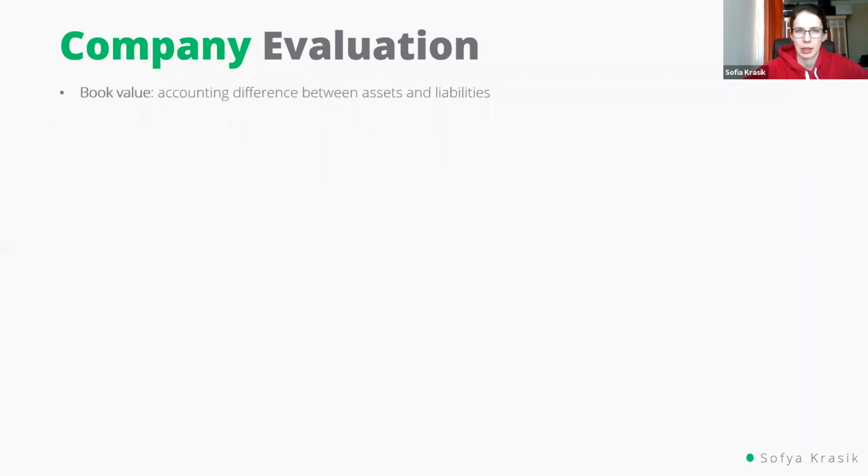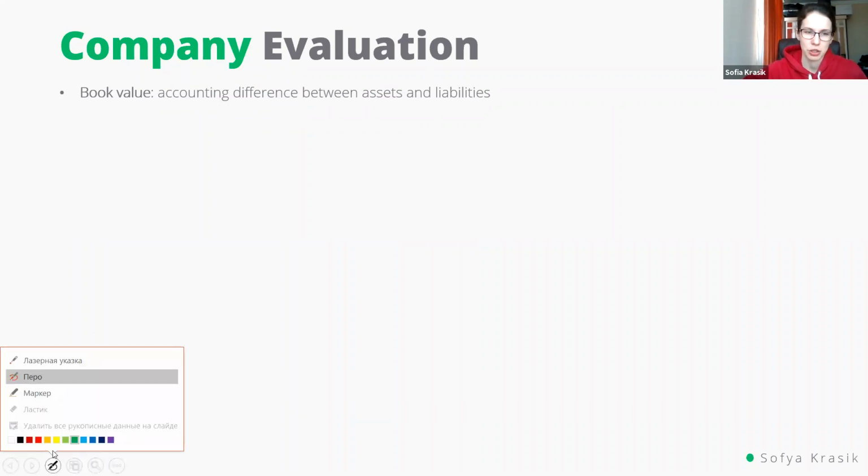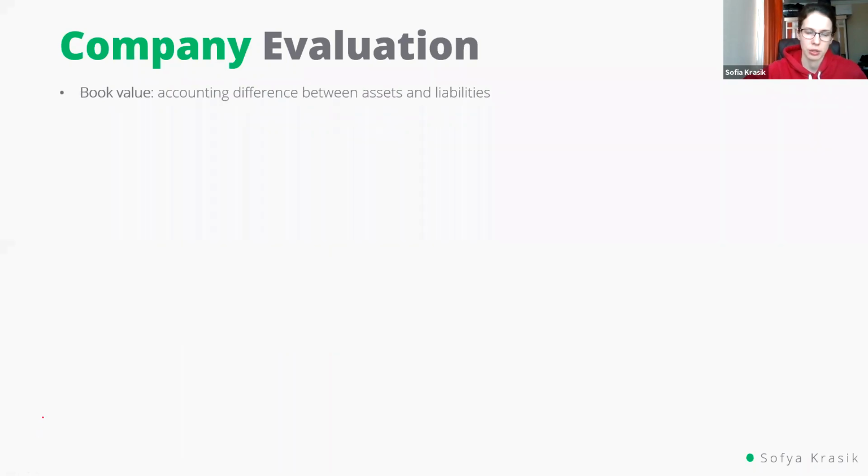So let's consider four major types of company evaluation. We will start with book value. Book value is sometimes even excluded from the discussion of company evaluation, because everyone understands that this could not be used as a real company value.